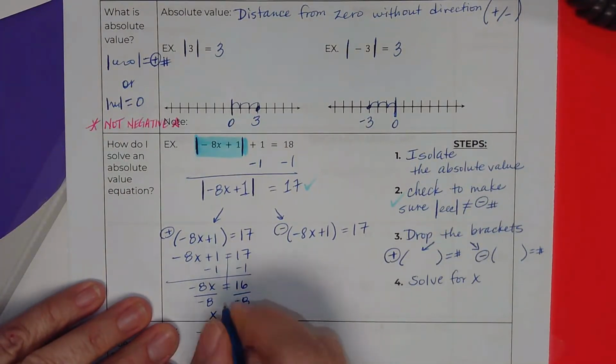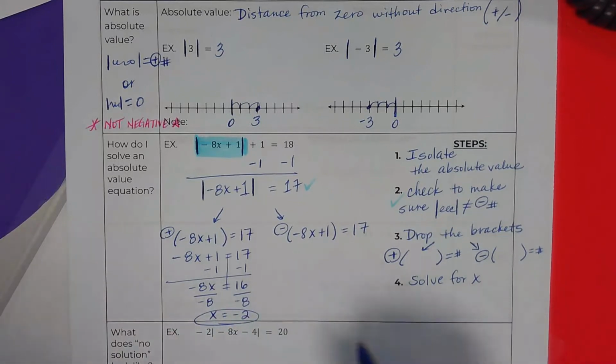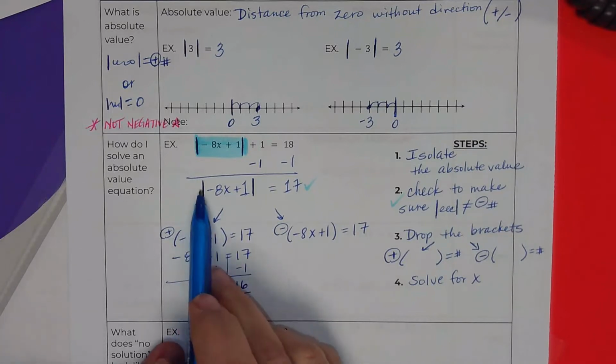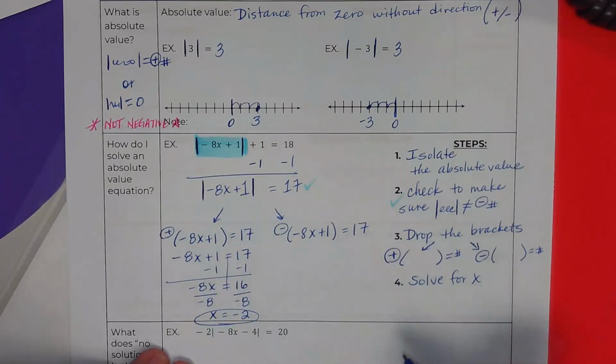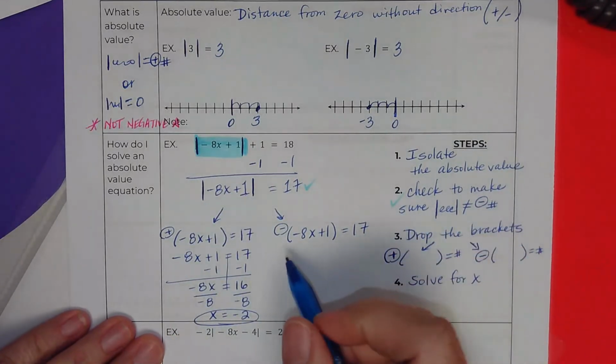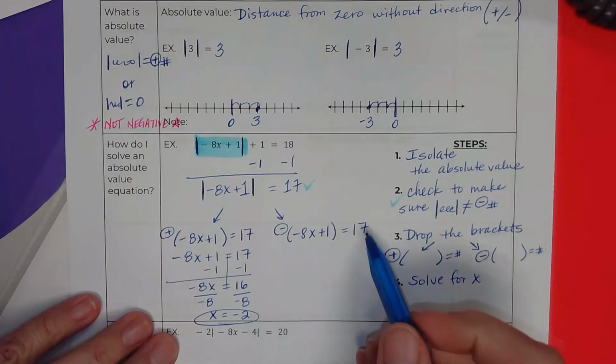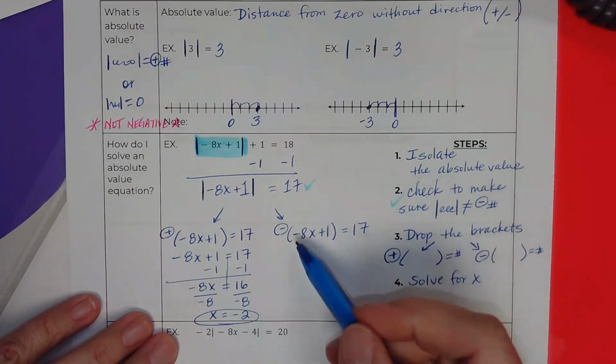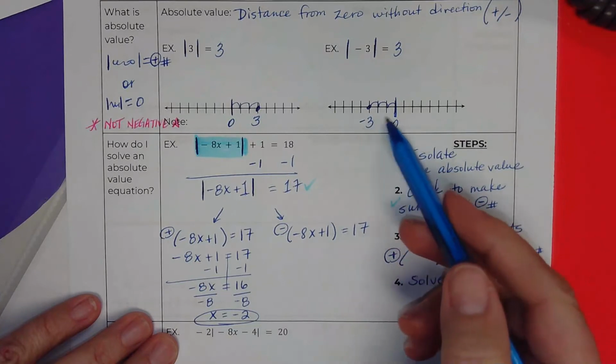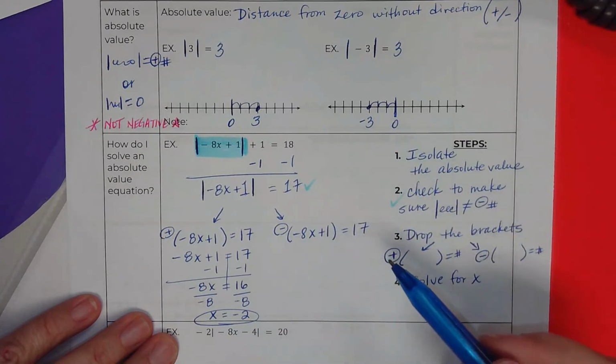And I have x is equal to negative 2. The x value can be equal to a negative number. That's fine. I just don't want the absolute value expression to be equal to a negative number. I need to also find the solution to the situation when this is negative to begin with.